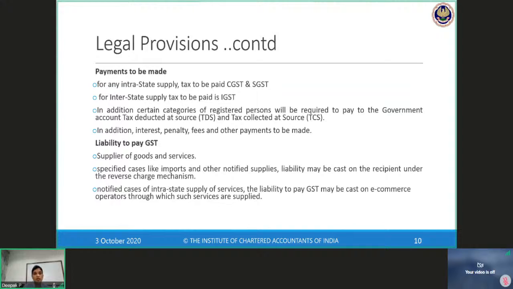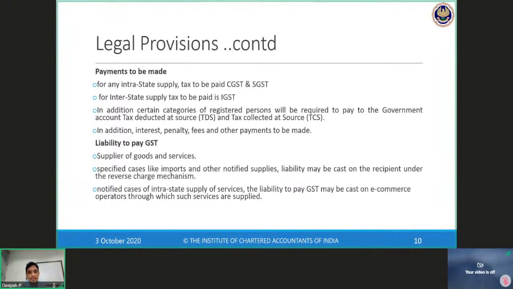Payments to be made for, we know what are the legal provisions: for intrastate supply, taxes to be paid as CGST and SGST. For interstate supply, taxes paid as IGST. Apart from CGST, SGST and IGST, you have other payments also. Certain categories of registered persons will be required to pay to the government tax deducted at source and tax collected at source. Apart from taxes, you have TDS, TCS, and you have other liabilities also, which are interest.